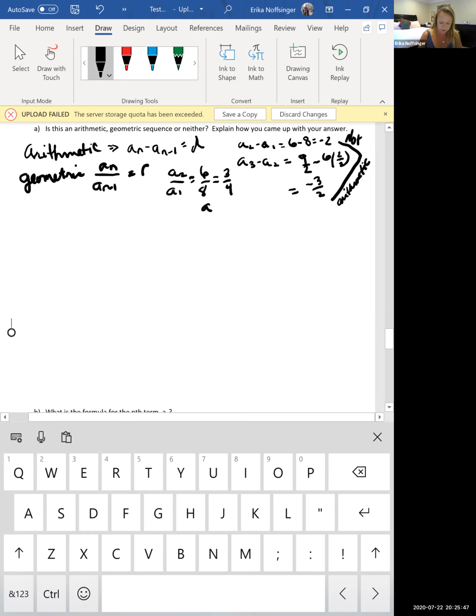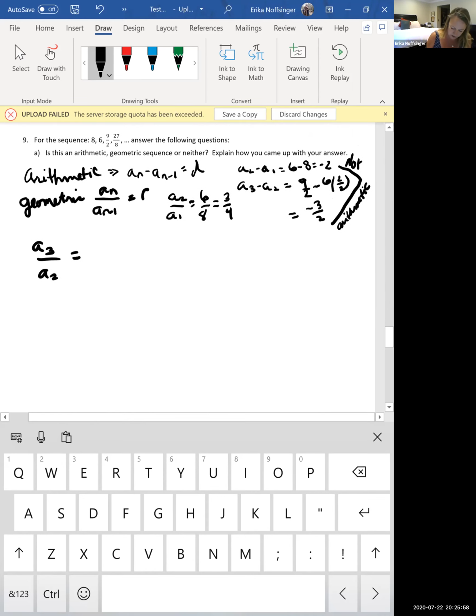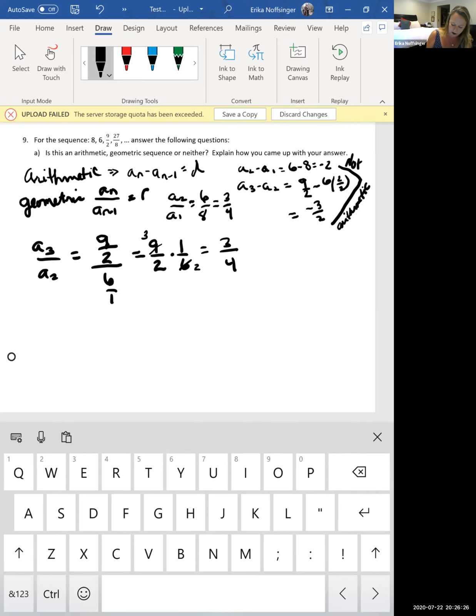Okay, so now let's look at a sub 3 divided by a sub 2. The a sub 3 value was 9/2, so we have 9/2 divided by 6. This is equal to 9/2 times the reciprocal of 6, which is 1/6. We can reduce: 9 and 6 both have a 3 in common. It goes in 3 times, and it goes in here twice. Going across, we get 3 all over 2 times 2, which is 4. Okay, so far we're good.